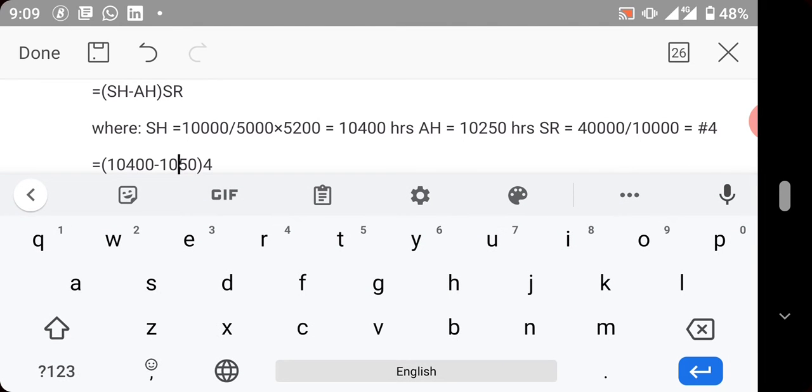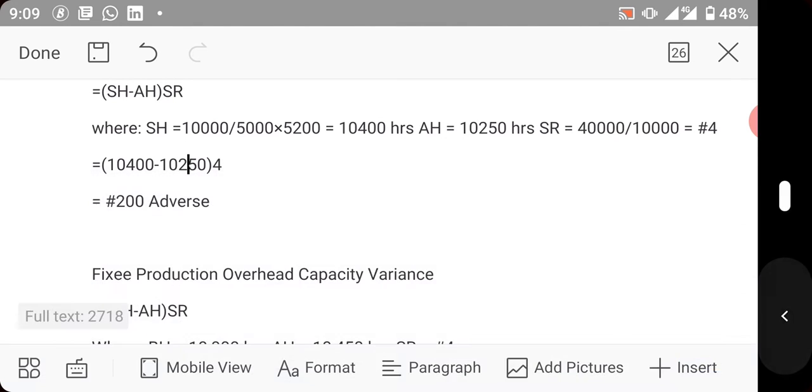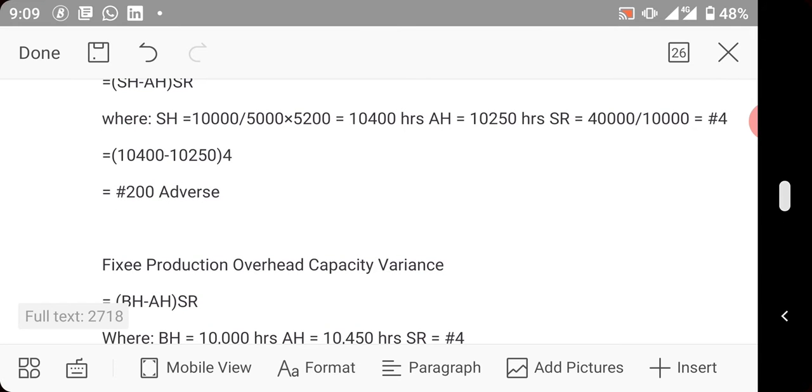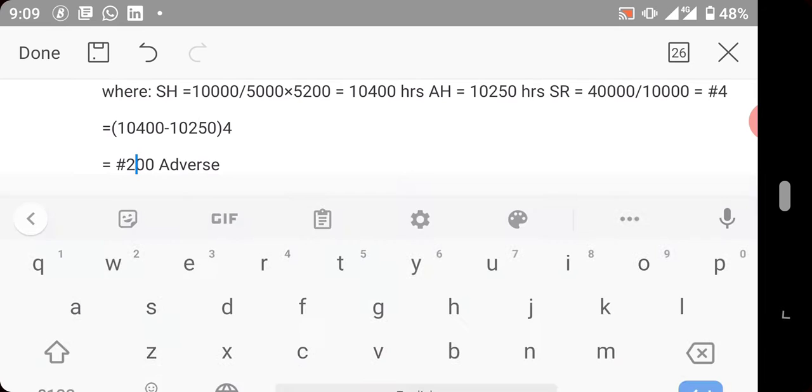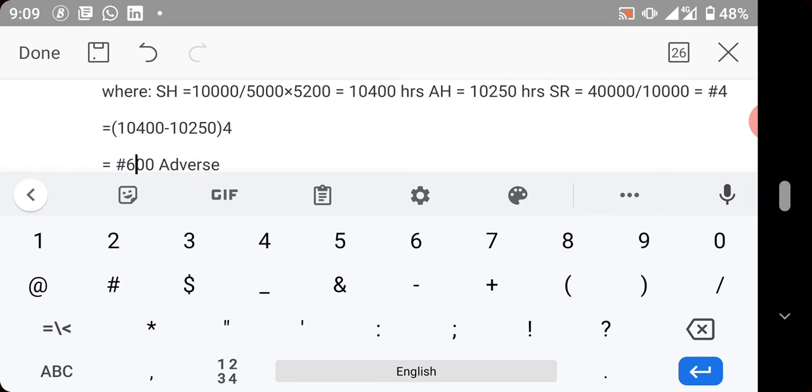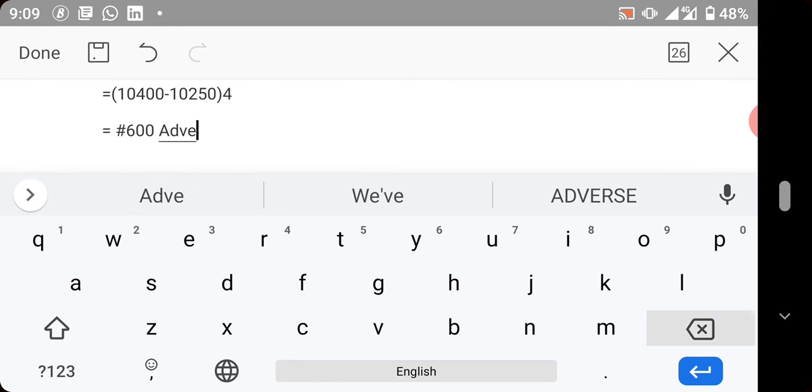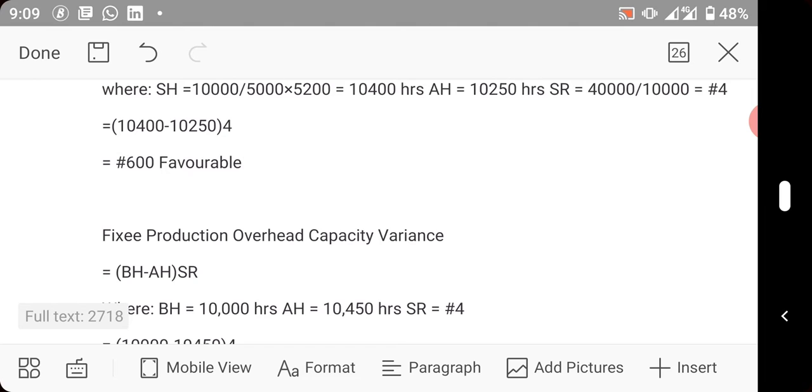So you now substitute. If we substitute, we will have 10,400 minus 10,250. That will give us 150. So you can see that it is positive, so it's favorable. Times 4, 150 times 4 will give you 600. So since it is 600, the answer is favorable. I told you, once the one inside bracket is positive, it is favorable.